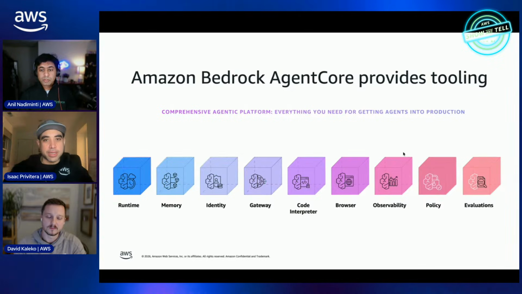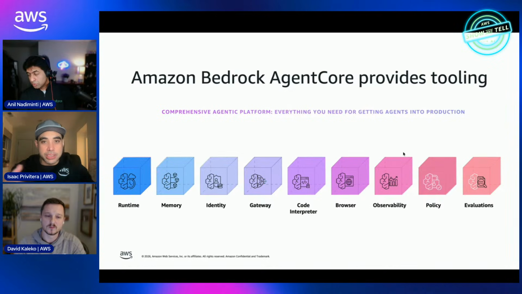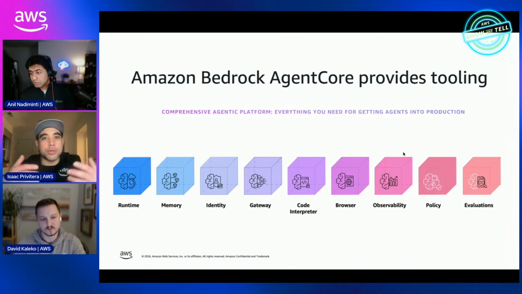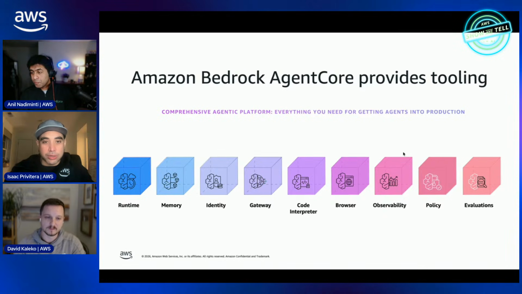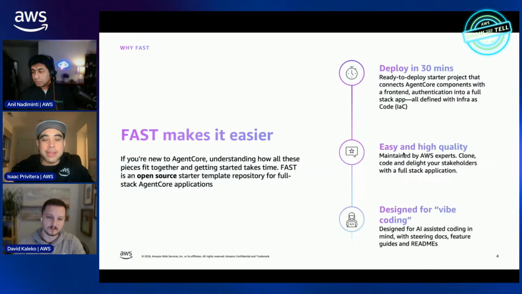We're very excited about this, but one of the things that we saw in AgentCore is that there are all these different individual primitives, but there isn't necessarily a flexible single template or starter kit that you can use to stitch all of them together for a single application. And that's how FAST was effectively born.